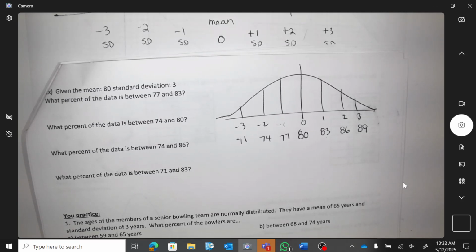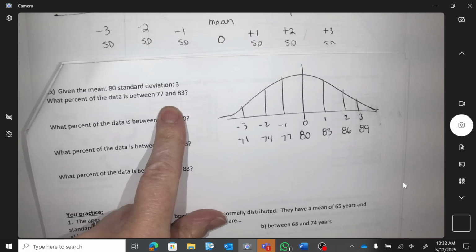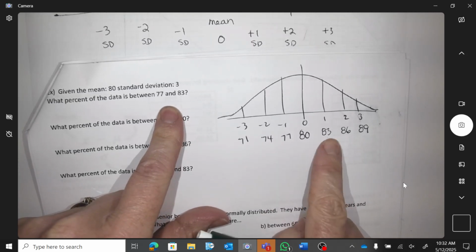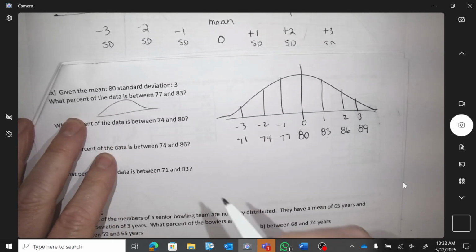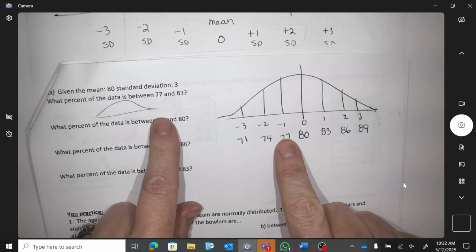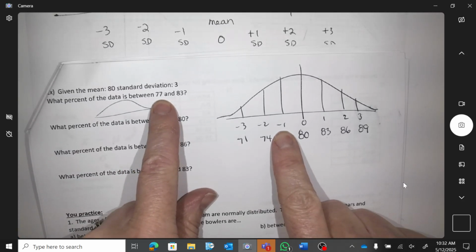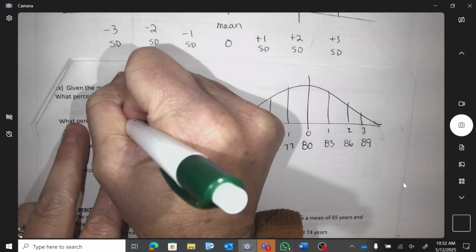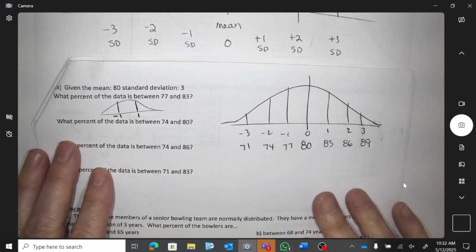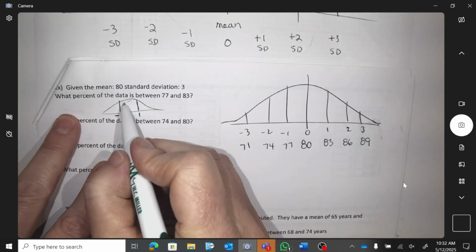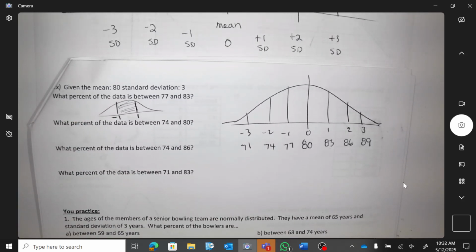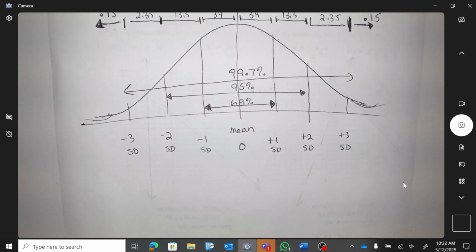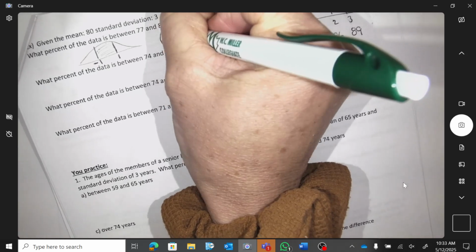Okay, first question. What is the percent of data between 77 and 83? What numbers am I going from? -1 to +1. I'm going from the -1 to the +1. What percent of data falls between the -1 and the 1? What's your answer? 68 is your answer. 68% of the data. So you have to look at your chart.